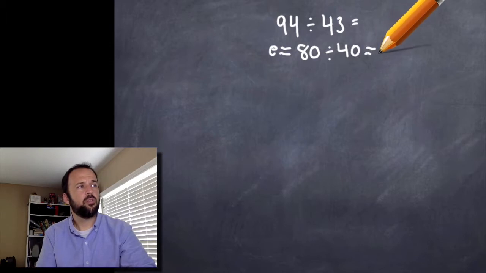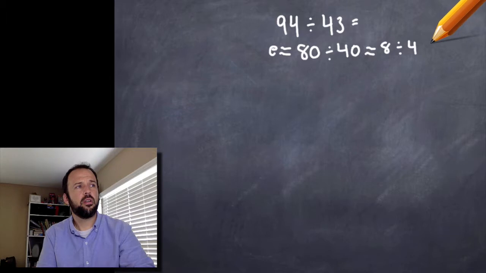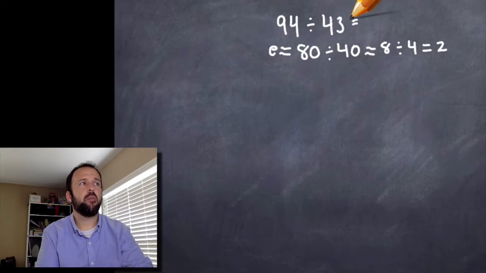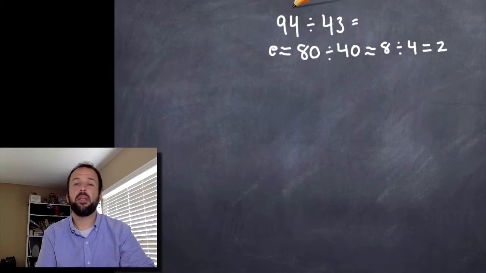Okay? Which we can really think of as 8 divided by 4, which would be equal to 2. So that's going to be my estimation. So I'm going to think that if I count by 43s, there should be at least 2 multiples of 43 in the number 94, I'm sure to say.